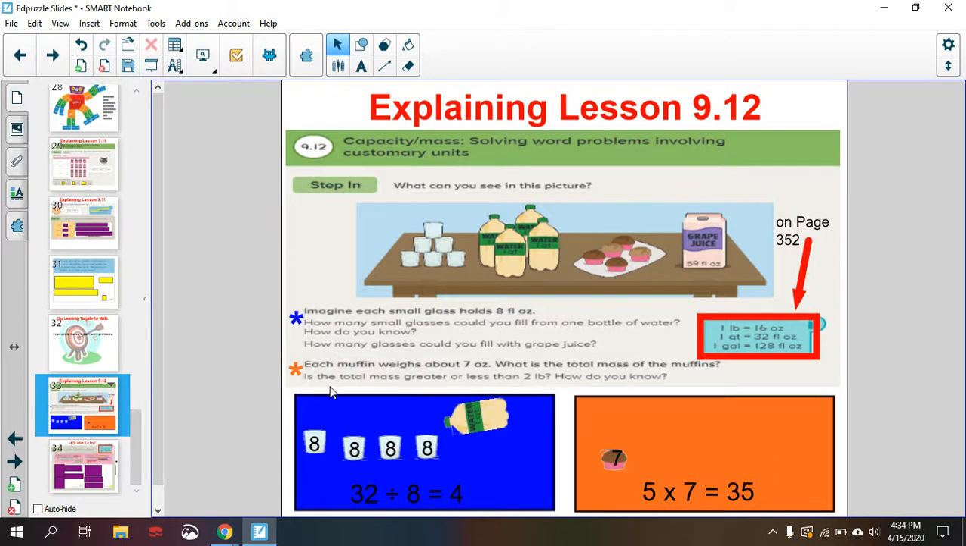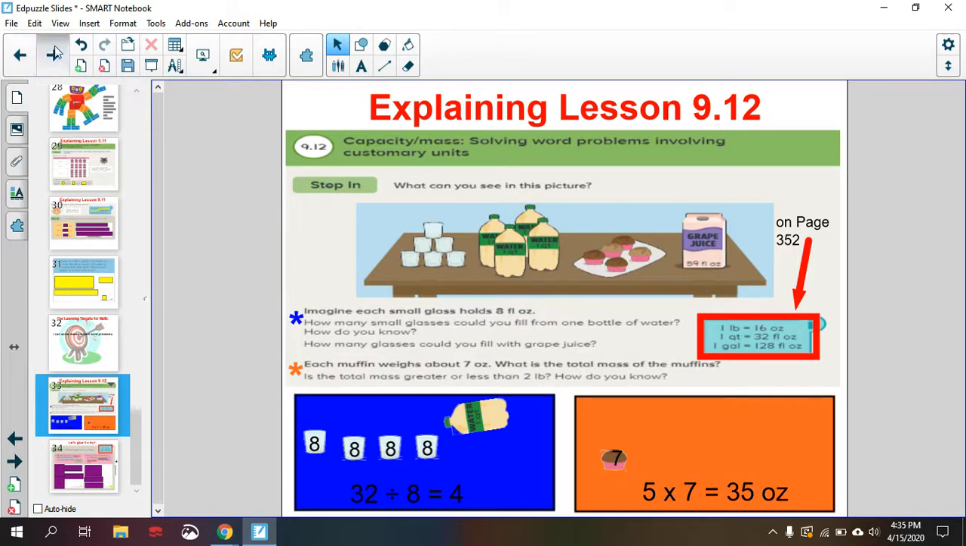But now here's that second part of the question. It says, is the total mass greater or less than 2 pounds? Well, I know that this is 35 ounces. When I look up here, they're talking about pounds, so I'm going to have to figure out how many ounces would be in those 2 pounds. Well, I know 1 pound is 16 ounces. So 2 pounds would be, yeah, very good, 32 ounces. Are my 5 muffins more than 32 ounces? Yeah, they're greater. They're 35. So I know that my 5 muffins would be more than 2 pounds. Nice job.